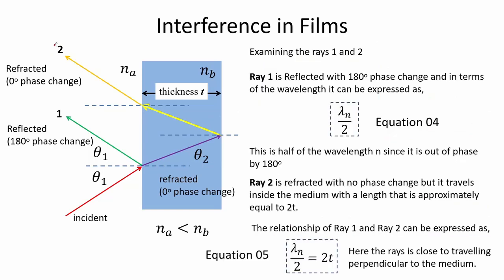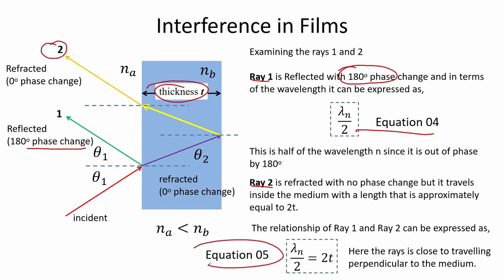Examining further rays 1 and 2. Ray 1 is reflected with 180 degrees phase change, and in terms of the wavelength it can be expressed as equation 4. This is half of the wavelength lambda n since it is out of phase. Ray 2 is refracted with no phase change but it travels inside the medium with a length that is approximately equal to 2t, or twice the thickness. The relationship of ray 1 and ray 2 can be expressed as equation 5. We note that the incident rays are oriented approximately perpendicular to the medium surface, so the angles theta 1 and theta 2 are close to 0.